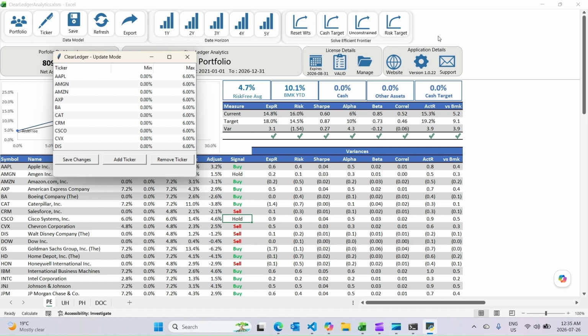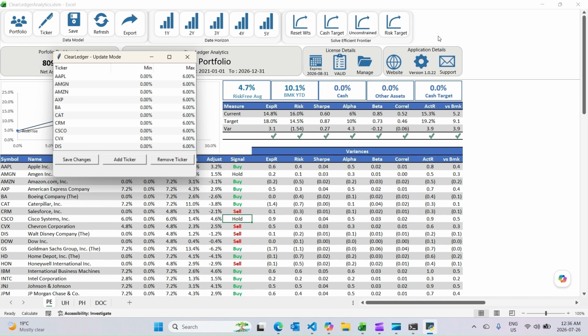All right, let's talk about how tickers, min, and max work within ClearLedger. ClearLedger separates portfolio managers' intent from system-controlled risk discipline. Portfolio managers decide which names belong to the investable universe and set any required minimum exposures. ClearLedger then calculates the maximum weights needed to keep the portfolio diversified, stable, and compliant.